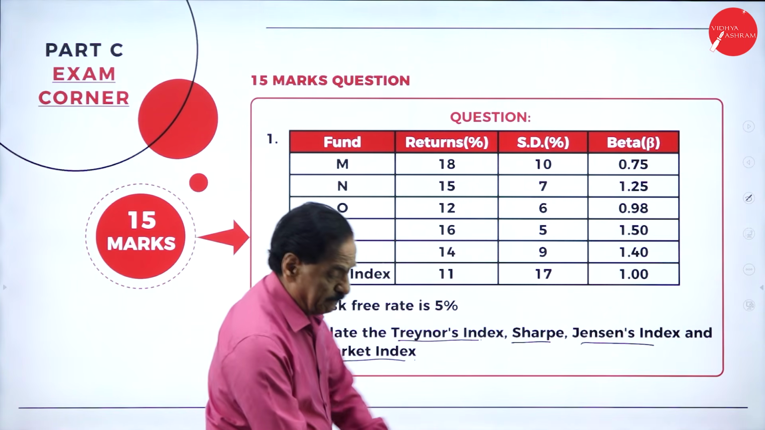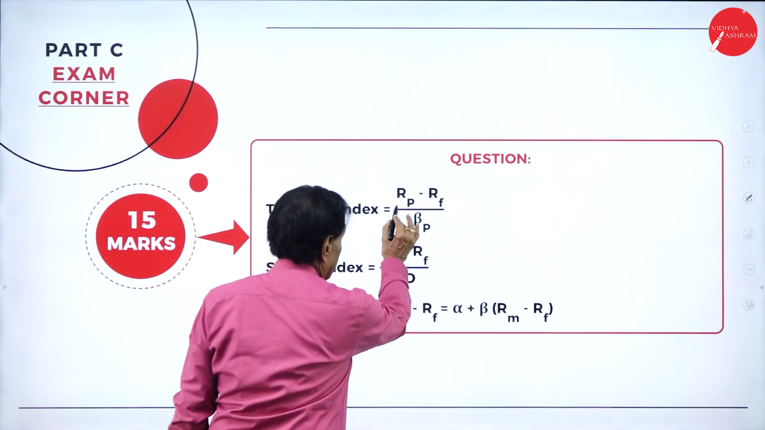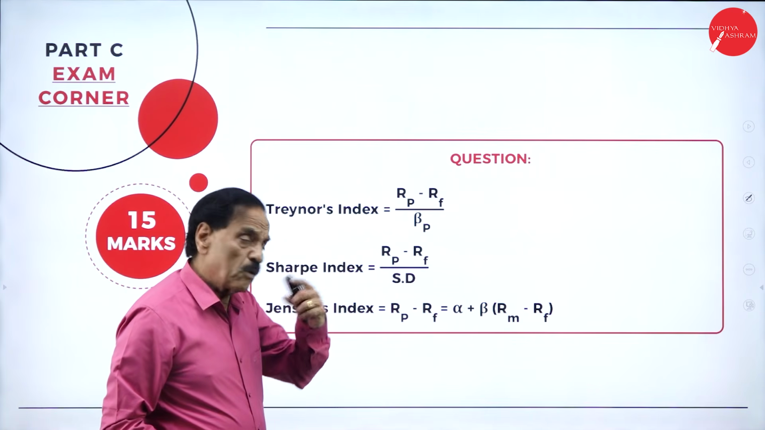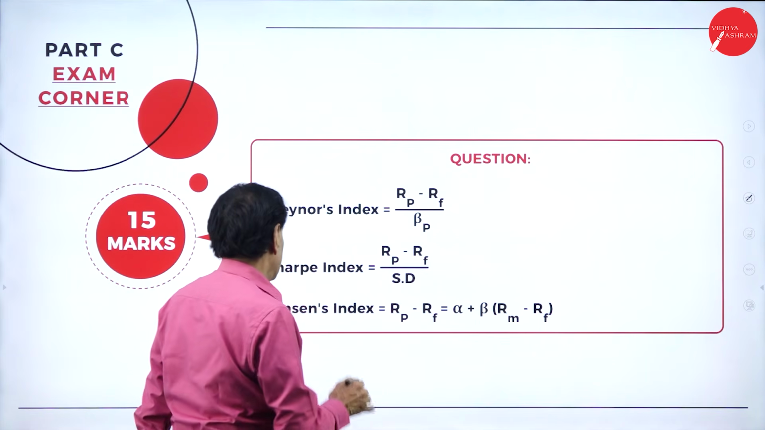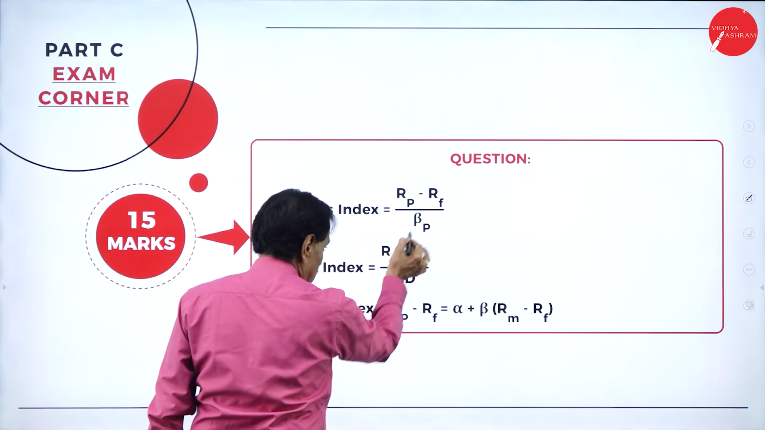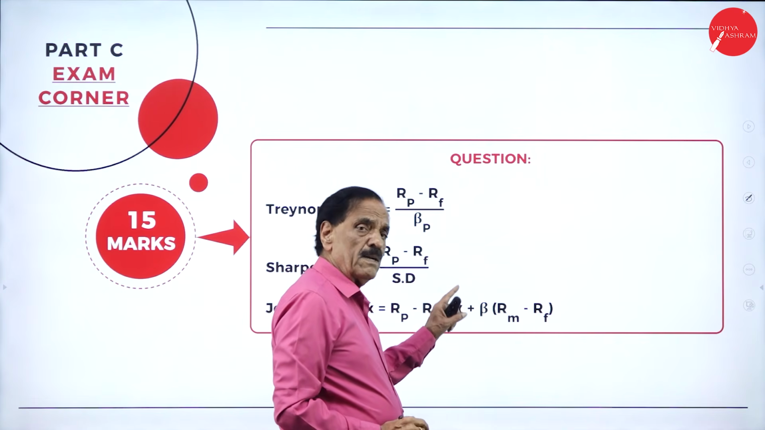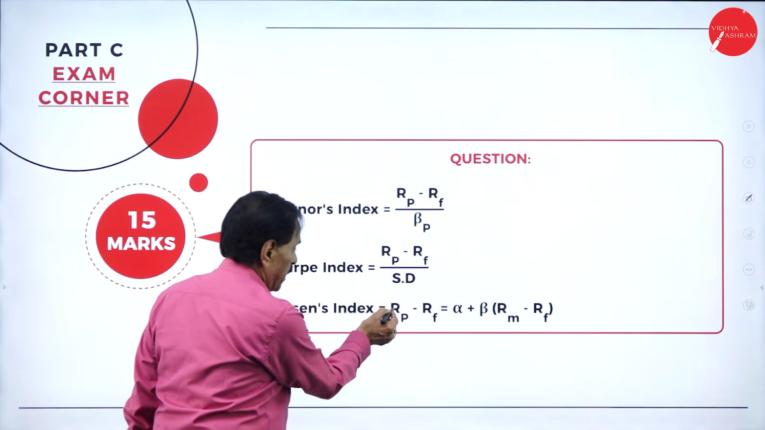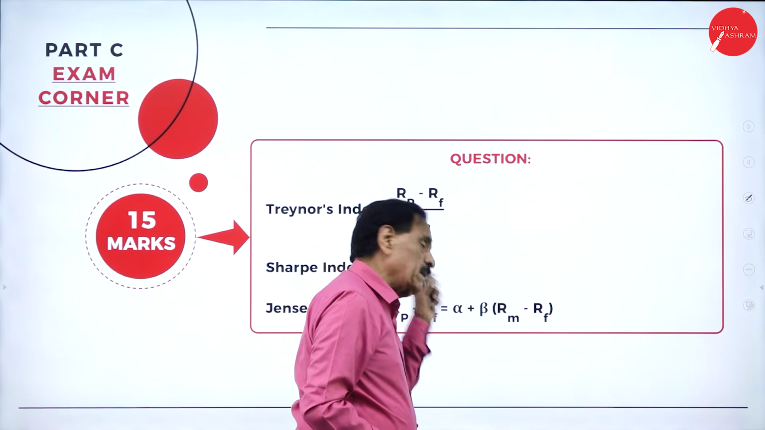We'll go one by one. Formula, Treynor's index: return on RP minus RF divided by beta. RP means return on portfolio, RF is risk-free, beta is nothing but the risk. Sharpe index: RP minus RF, same, but divided by standard deviation. Here beta, here standard deviation. Jensen method: RP minus RF is equal to alpha plus beta into RM minus RF. RM is return on market, RP means return of portfolio, RF is risk-free, alpha is to be calculated, beta they will give.